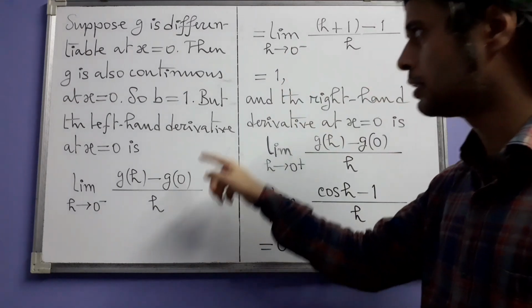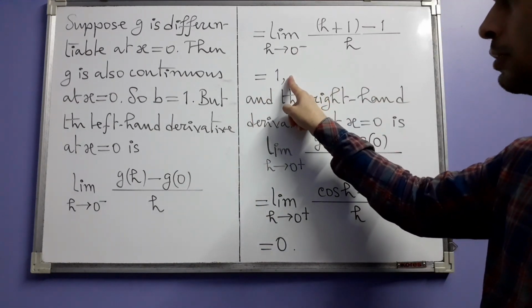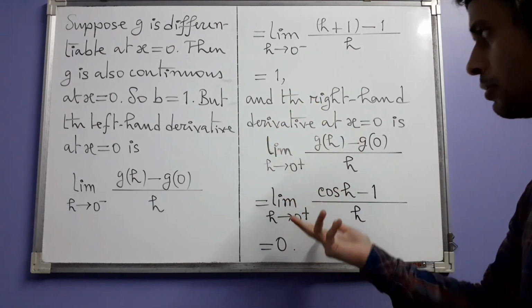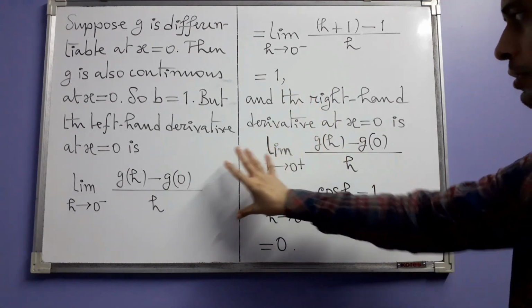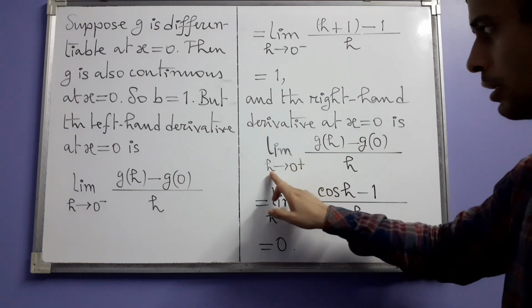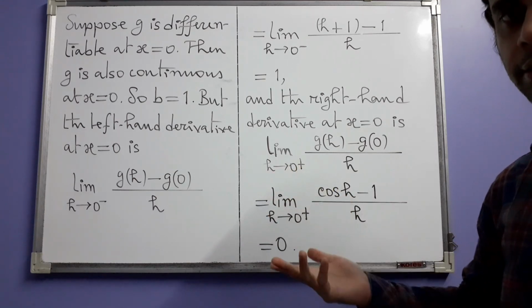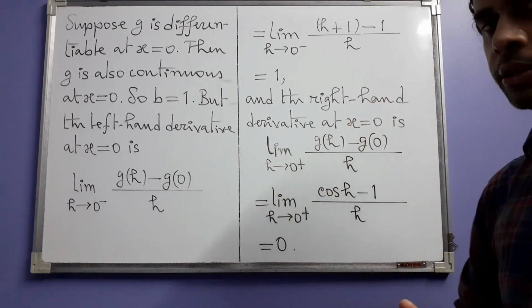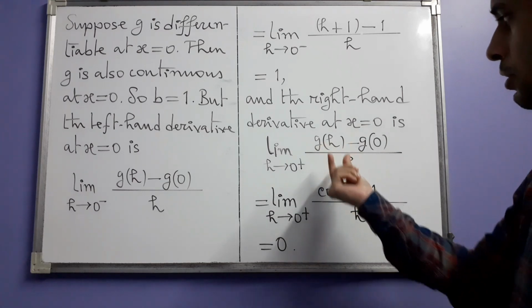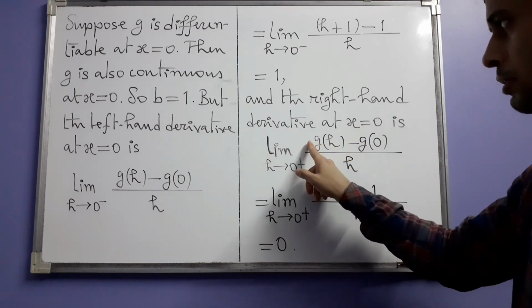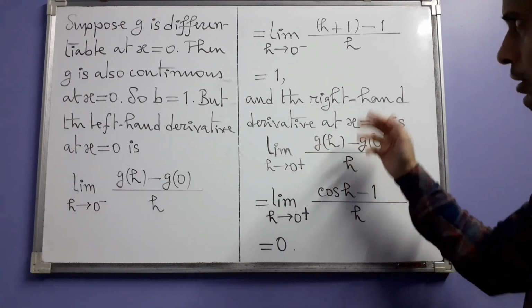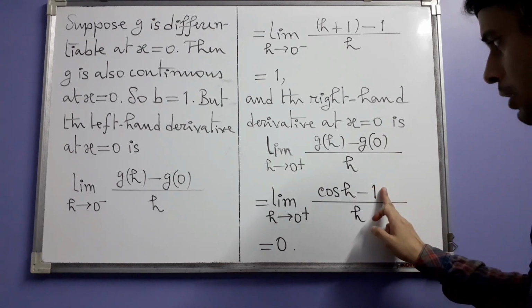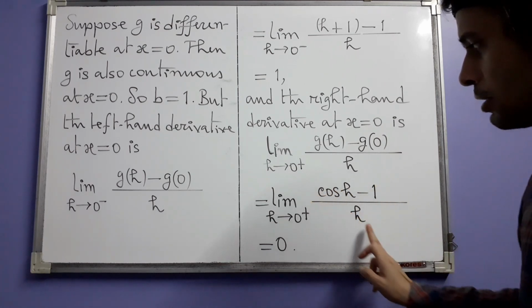So the left hand derivative at 0 is 1. And what is the right hand derivative? The right hand derivative similarly is this. The only difference is that here h is approaching 0 from the right side. Now h is positive, and because h is positive, g of h is cos h according to the definition of g. G of 0 as before is 1, and you already know this limit.